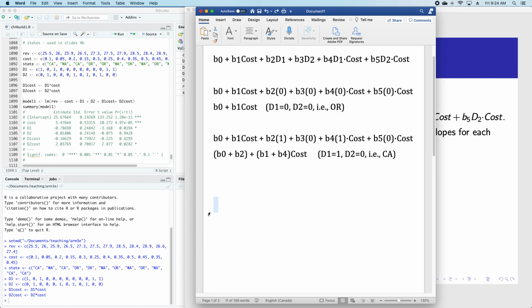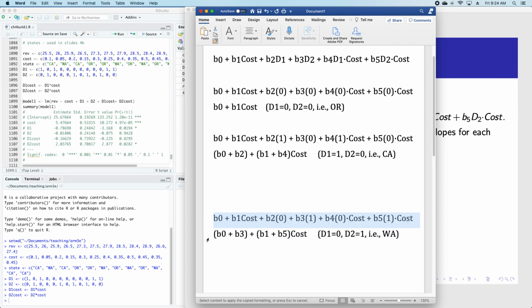Where's my equation? It's somewhere here. Here they are. Okay. So this piece of the equation will go away with the zeros. These pieces, I'm going to have b0 plus b3 for my new intercept, and b1 and b5 for my new slope. So this is the equation for Washington.